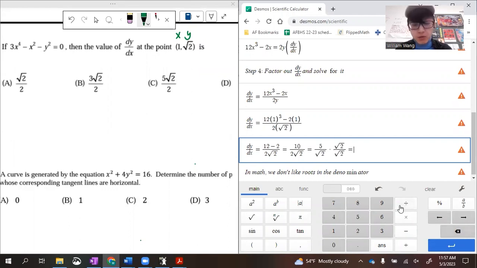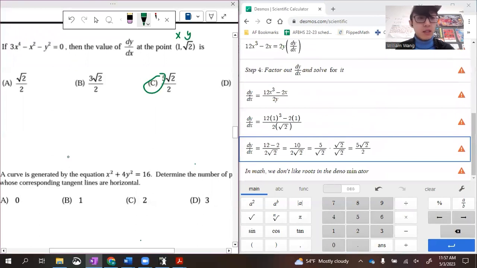So 5 times root 2 is just going to be 5 square root of 2. Root 2 times root 2, two square roots multiplied by each other, I just get the number without the square root. So 5 root 2 over 2, my answer choice is C. All right, hopefully that makes sense.